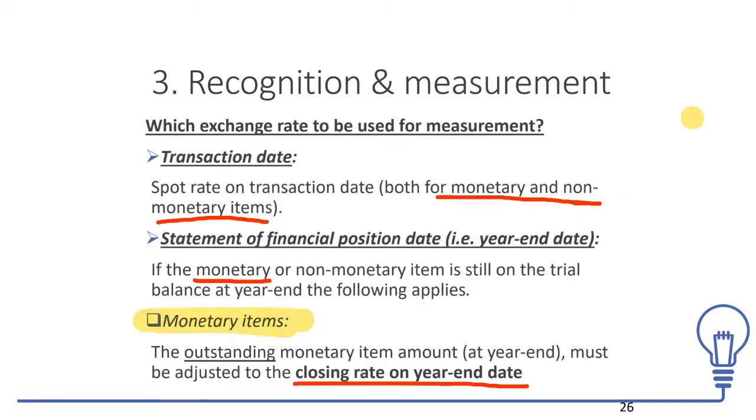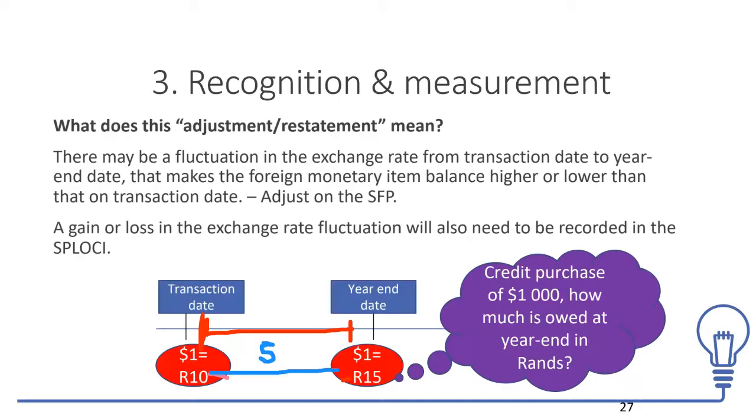So if we have a look at year end, we need to restate our monetary items but not our non-monetary items. Our non-monetary items would only be restated and accounted for when we do our transaction date, which is easy. We just did that with that 14 Rand example. So we only need to restate our monetary items, and it's very important that we identify which are our monetary items and which are our non-monetary items, because our non-monetary items are not restated.